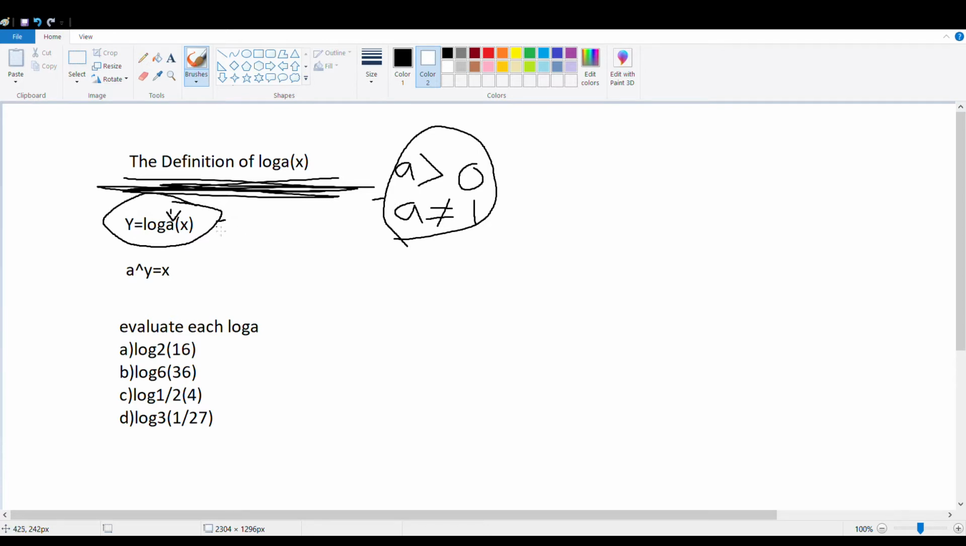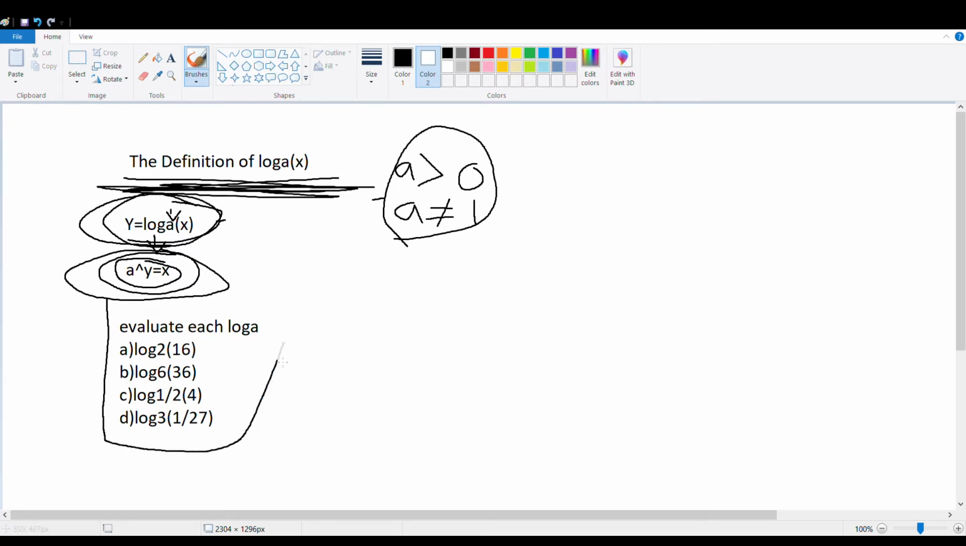From here we can find another formula, which is right here. As you can see, a to the power of y equals x. So basically, if you don't have any handy calculator around you, you can just use this formula for any sort of question. This is for when you have no calculator, and with a calculator I don't think you need to watch this video.